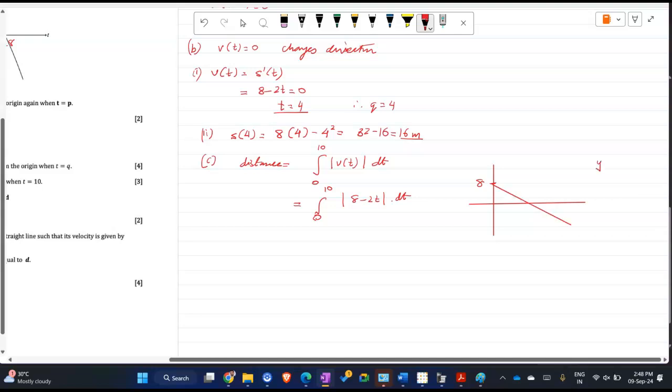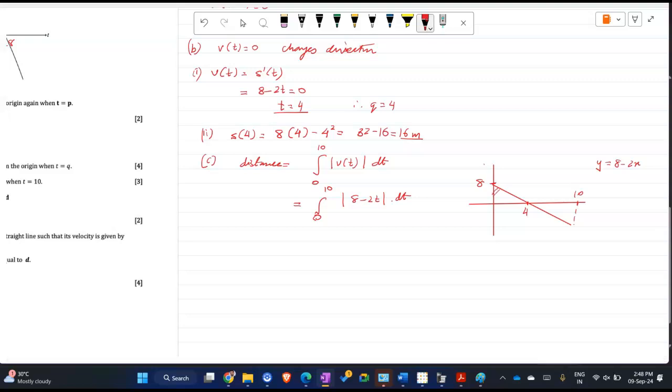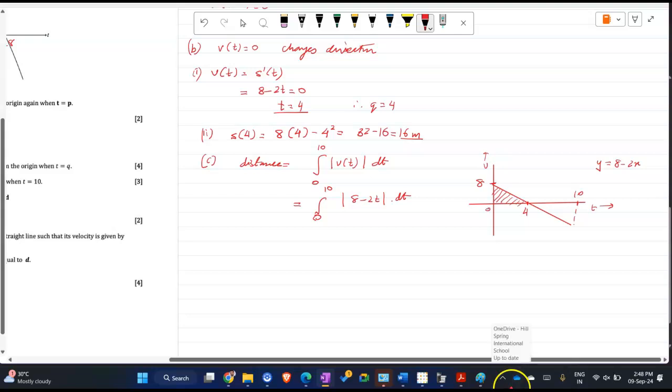So your graph is like 8 minus 2x. This is 4, correct? To find the x-intercept, you put y equal to 0, and this is 4. So this is your velocity-time graph, and you have to find this area. What will that area be? Half into 8 into 4, so that's 16. This area is 16.